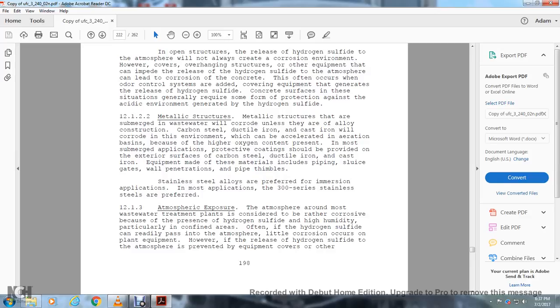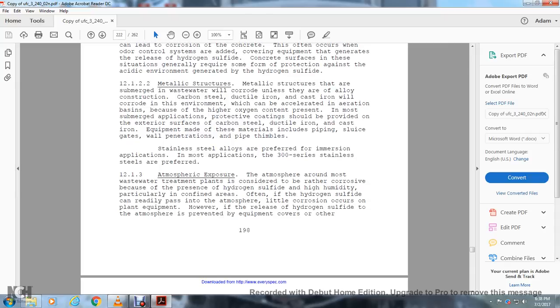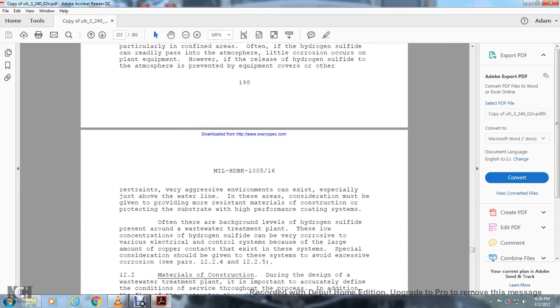Atmospheric exposure. The atmosphere around most wastewater treatment plants is considered rather corrosive because of the presence of hydrogen sulfide and high humidity, particularly in confined areas. Often the hydrogen sulfide can readily pass into the atmosphere, and corrosion can occur on the plant equipment. However, the release of hydrogen sulfide to the atmosphere is prevented by equipment covers or other restraints. Where very aggressive environments can exist, especially just above the waterline, consideration must be given to providing more resistant materials of construction, or protection of the substrate with a high performance coating system.